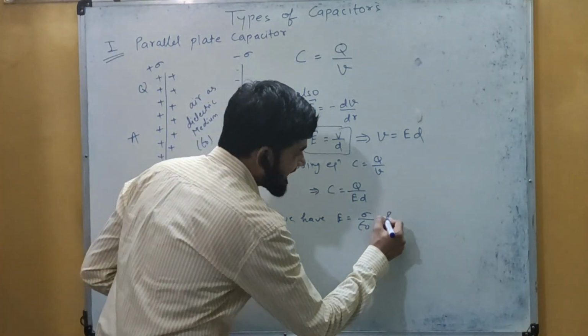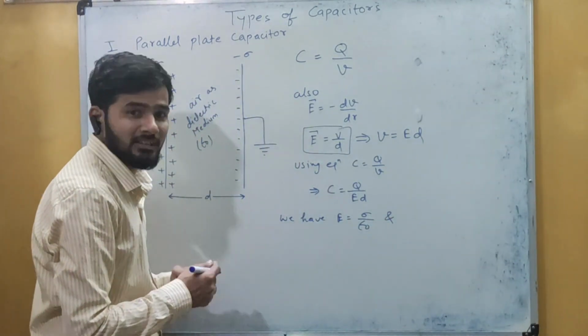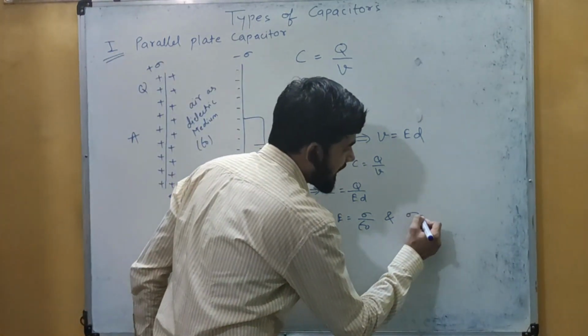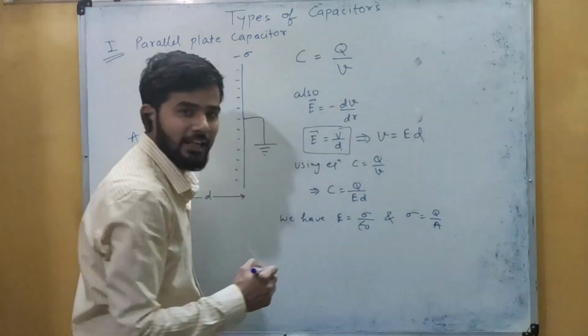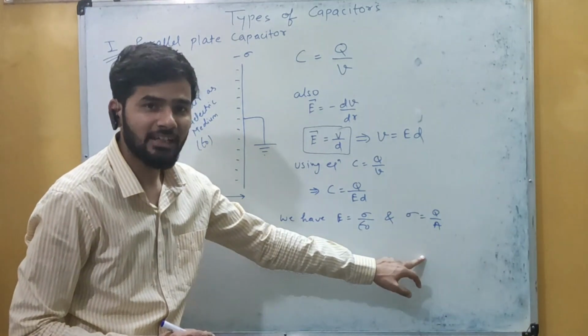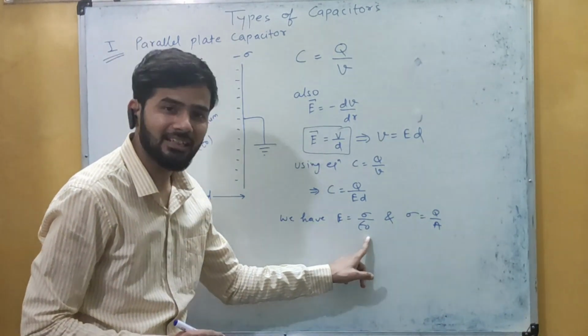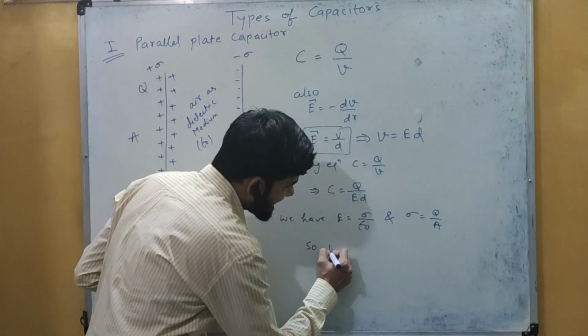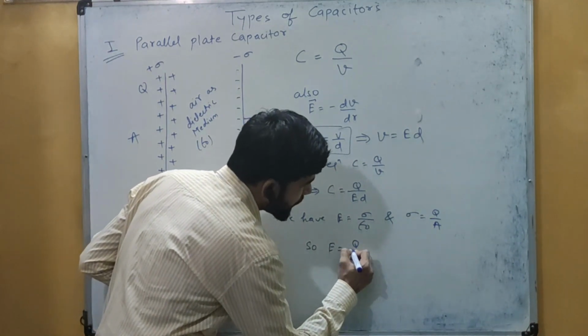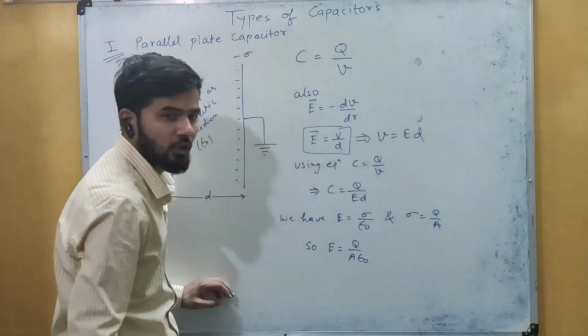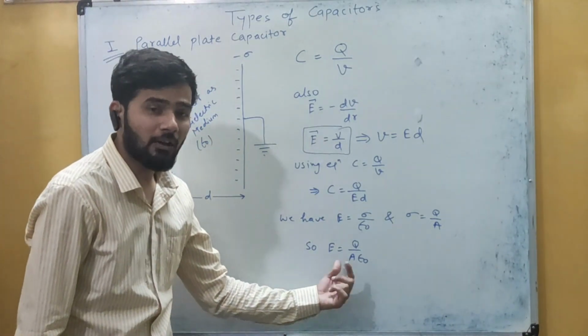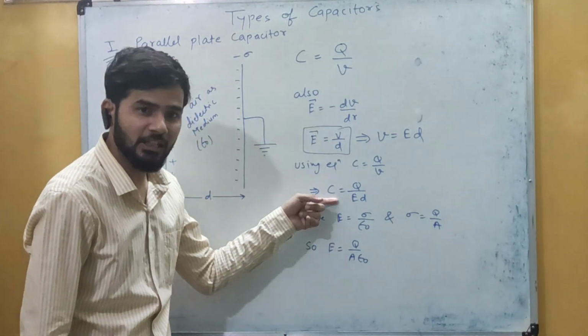Okay, and this sigma that is the surface charge density, I can write sigma is equal to Q by A, that is charge per unit area. So I will put this value of sigma in this E. So I can write E is equal to Q by A epsilon naught. This is the value of E. Now I will put the value of E in this equation.